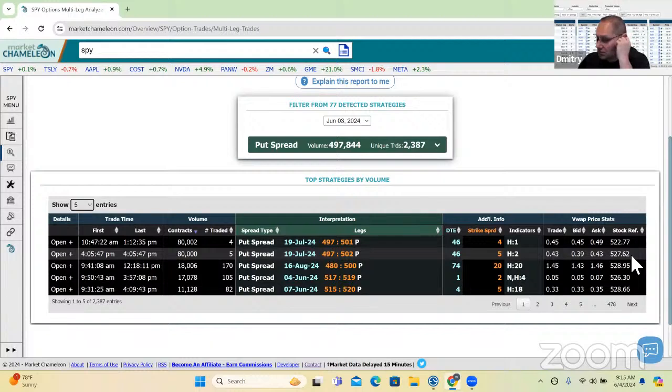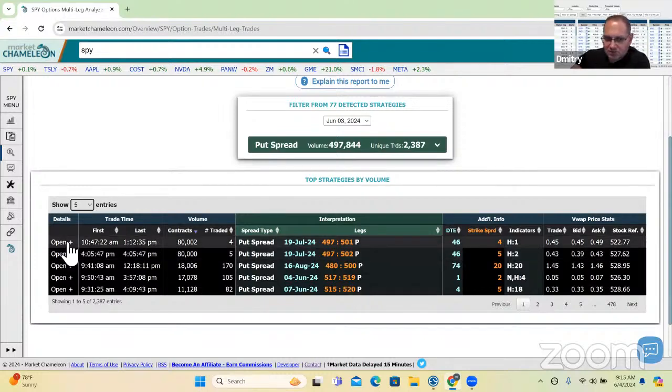That gives you an idea where some of those top put spreads are trading. And if we opened up the details, so I'm going to open this.